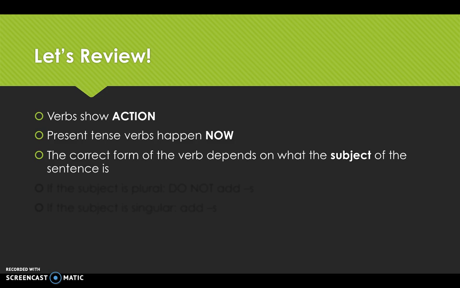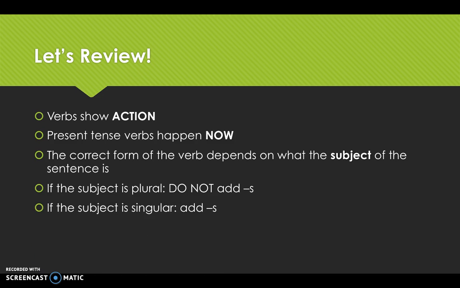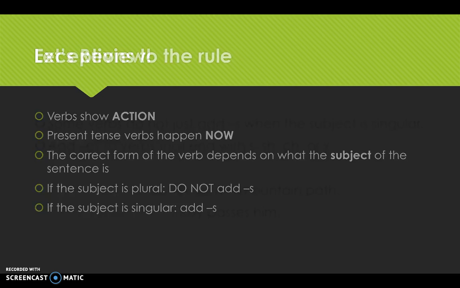The correct form of the verb depends on what the subject of the sentence is. If the subject is plural, for example, children, you do not add an S to the verb. If the subject is singular, like Miss Courier, you do add an S to the verb.